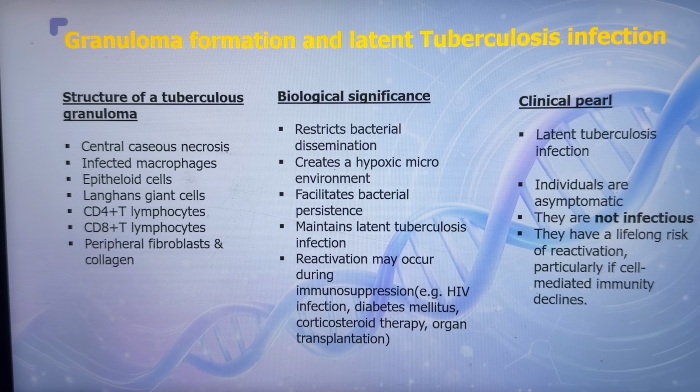Central caseous necrosis. At the center lies the caseous necrosis, a soft, cheese-like acellular material formed because activated macrophages release lysosomal enzymes, reactive oxygen species, and inflammatory mediators. The hypoxic, acidic environment limits bacterial replication but does not completely sterilize the lesion.